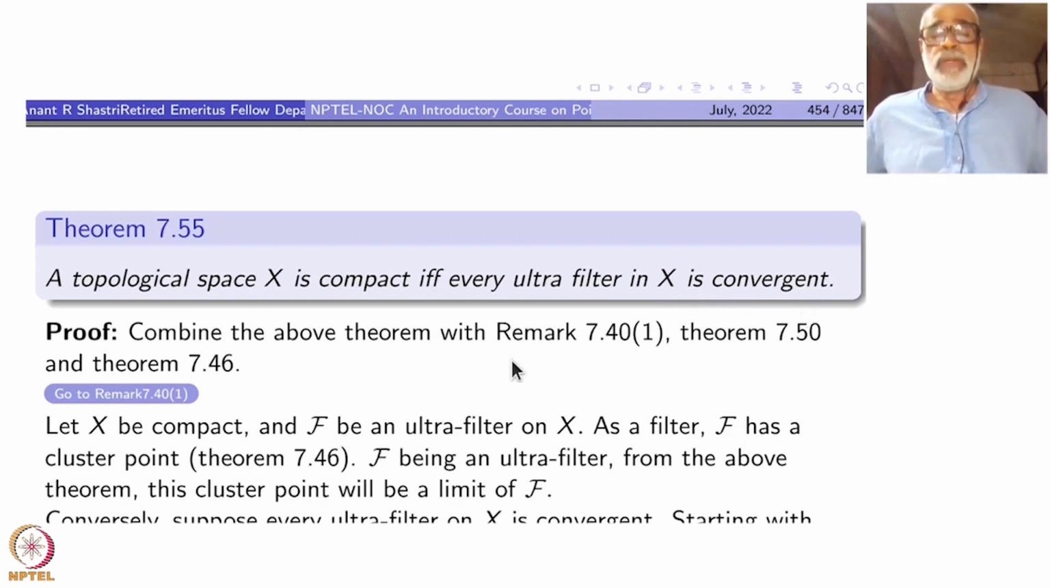So, we have arrived at a very good theorem combining various earlier remarks. So, let me go through all these earlier remarks. Remark 7.40, there is a remark. This remark has actually three parts there. Theorem 7.50 and the above theorem, and theorem 7.46, which characterizes the compact spaces in terms of filters. If you don't remember, maybe I should start just recalling this one.